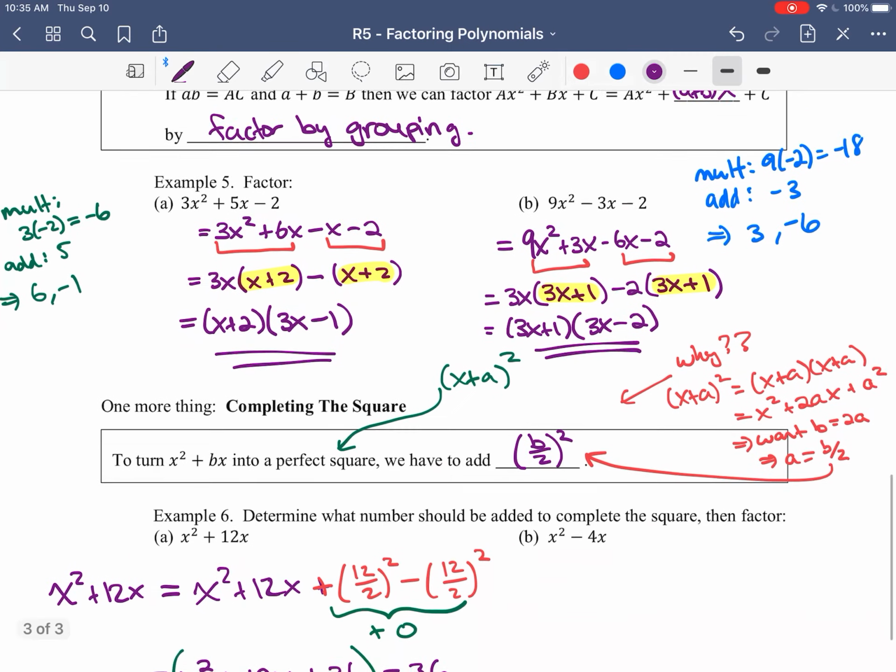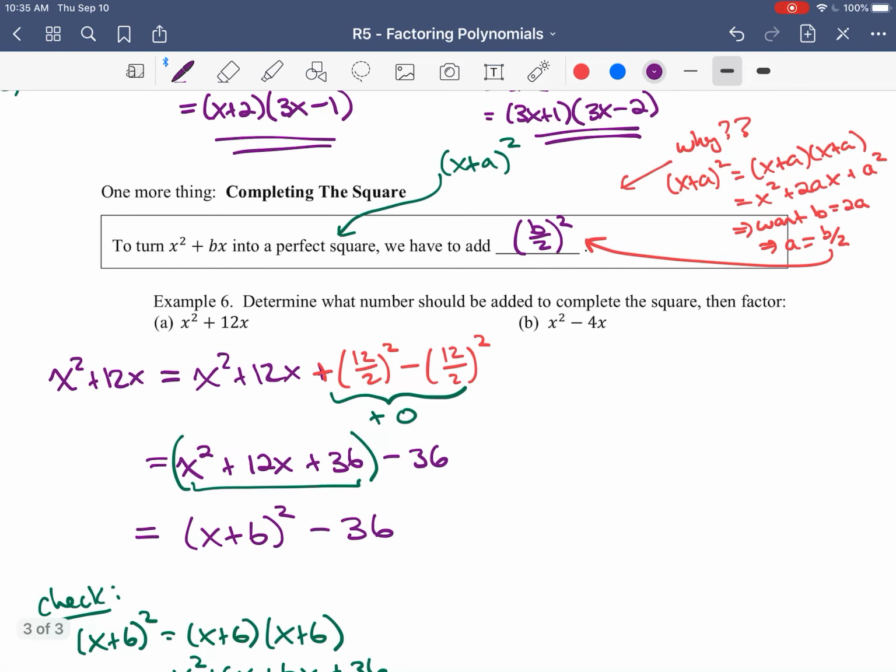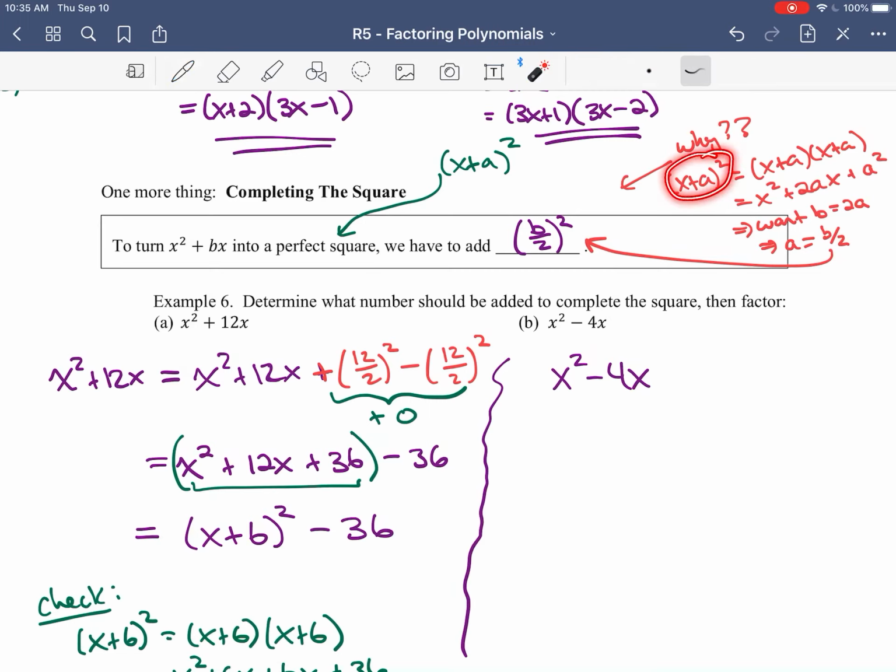Okay, perfect squares. We want to complete the square here. So my polynomial, I'm going to rewrite it. It's x squared minus 4x, so my b value is minus 4. How do I get this perfect square? When you have a perfect square, like I did up here, x plus a all squared, and you expand that out, you always get this middle term, which is 2a times x. That means your a value is always going to be half of b.